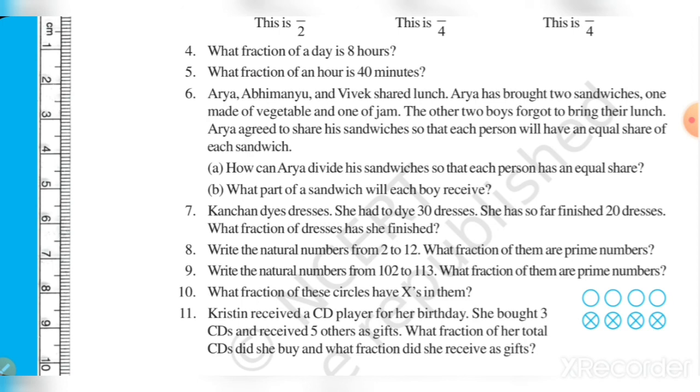Yes. What fraction of her total CDs did she buy? She bought 3. So 3 upon 8. And what fraction did she receive as gift? She got 5 as a gift. She has received 5 CDs as gift. So 5/8. These are the answers. But you try to frame sentences, statements. Okay? In this way you can solve exercise 7.1.